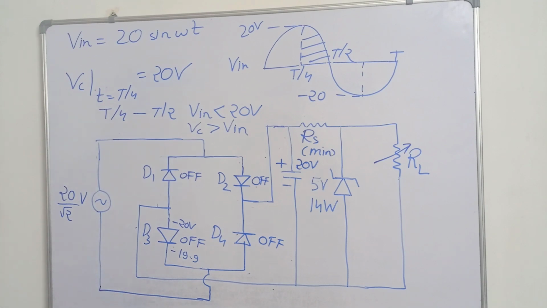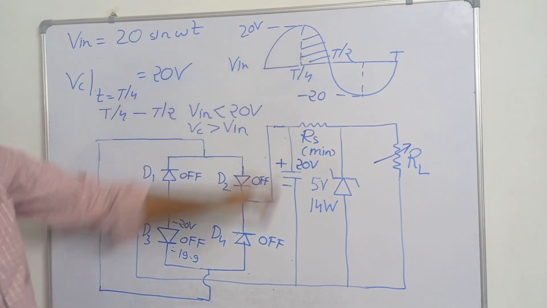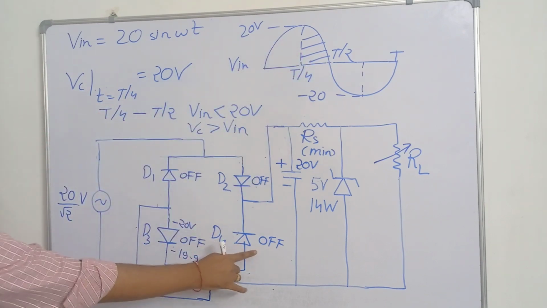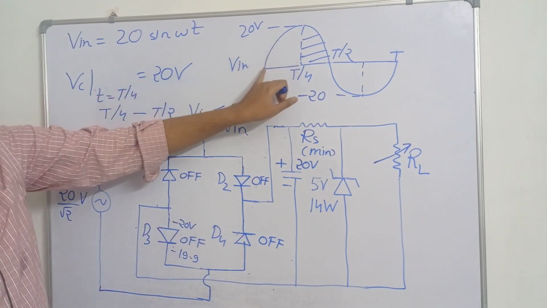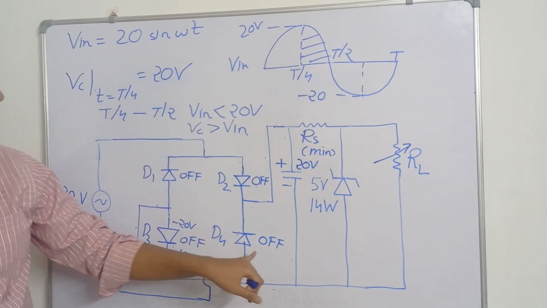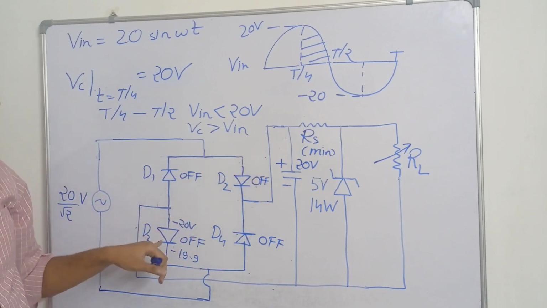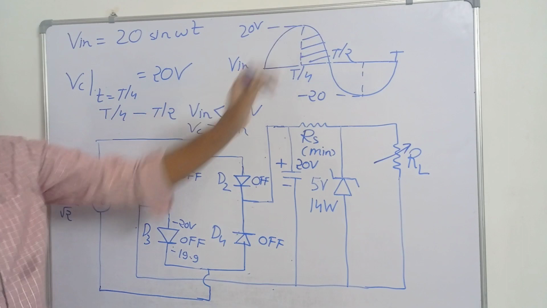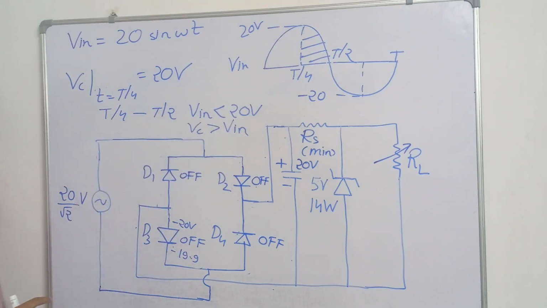So from T by 4 to T by 2, in this duration all the 4 diodes will be off. D1 will be off, D2 will be off, D3 will be off, D4 will be off. In this duration only D1 and D4 were off. From 0 to T by 4, D1 and D4 were off, but D2 and D3 were on. But from T by 4 to T by 2 the capacitor voltage is dominating, so it will turn off the other two diodes as well. So all the 4 diodes will be off.